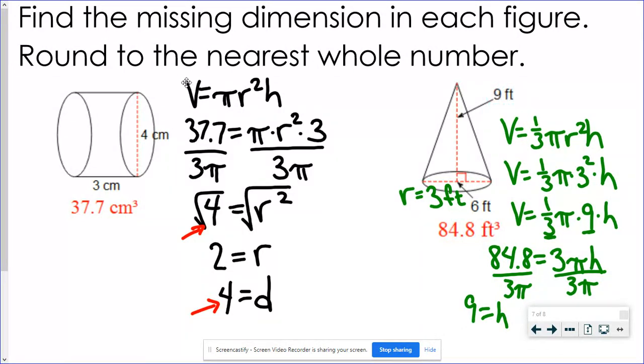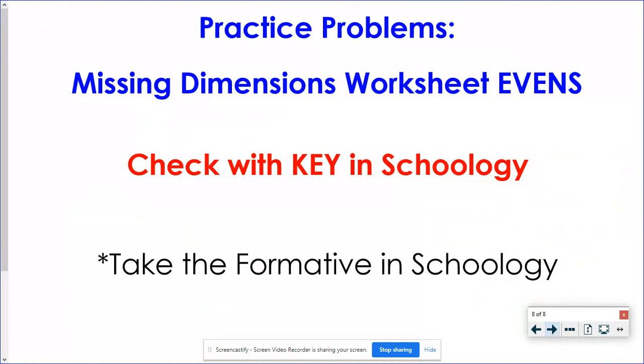Okay. If you need to go back and watch the video from yesterday just to see those examples again, you certainly can. Today, you are going to be doing the evens from the missing dimensions worksheet. So you did the odds. I'm sorry, we already did the evens.